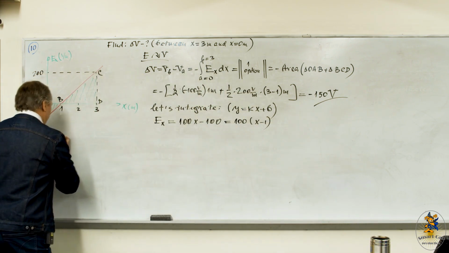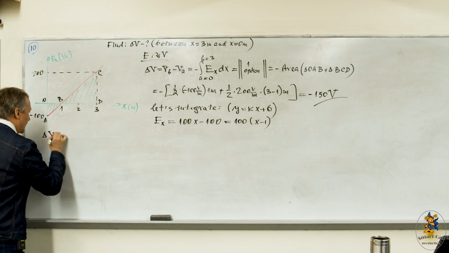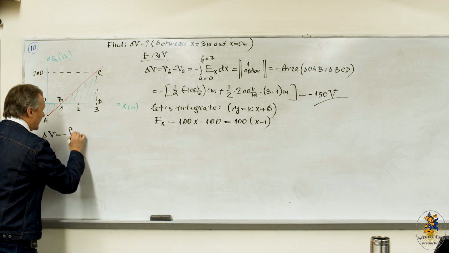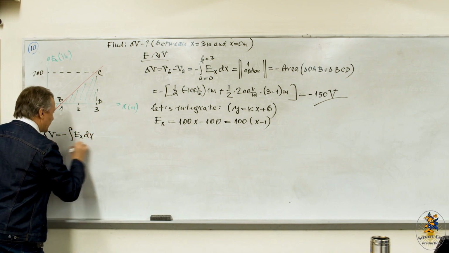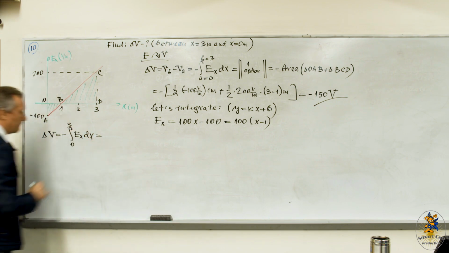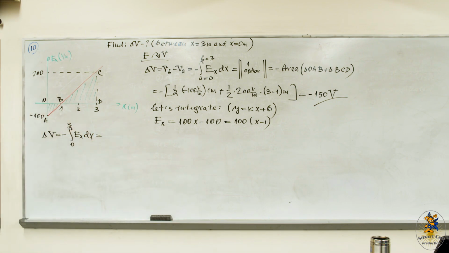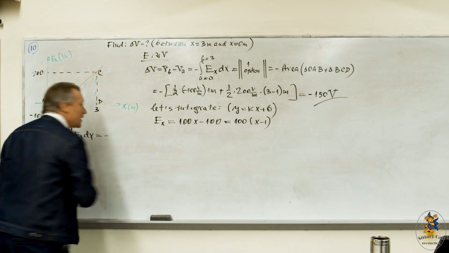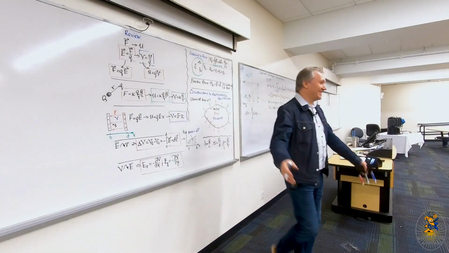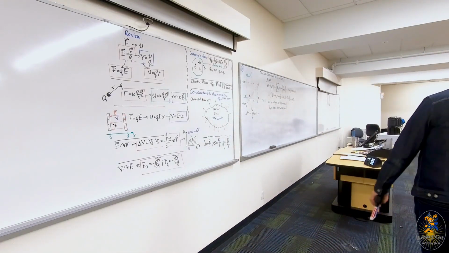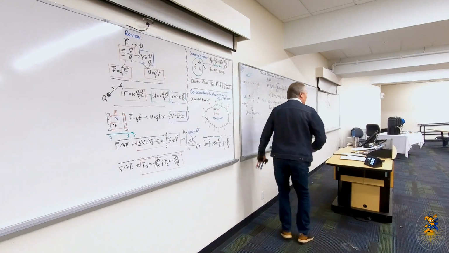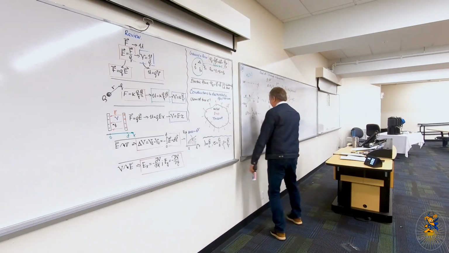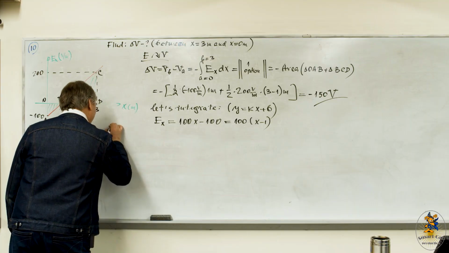Delta V equals minus the integral of Ex dx from 0 to 3. Of course, most likely I will not ask you to do any integration on the exam, but it's Friday evening. Let's integrate at the very end to ruin your weekend. Sorry.